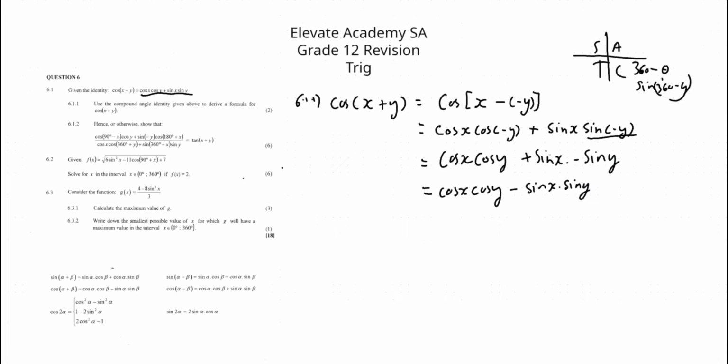So yeah, the whole thing here was to use exactly what they've given us. And how do we change this negative y into a positive y? What we did here, we took out a negative, right? So we wrote down exactly what they wanted us to calculate, which was cos x plus y, and we rewrote this positive y as a negative y. Okay, let's move on to the next question.